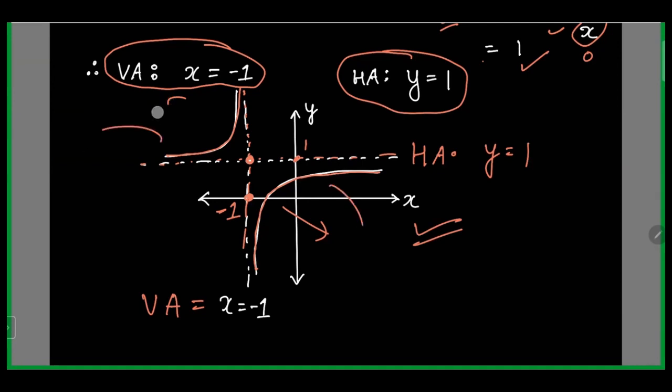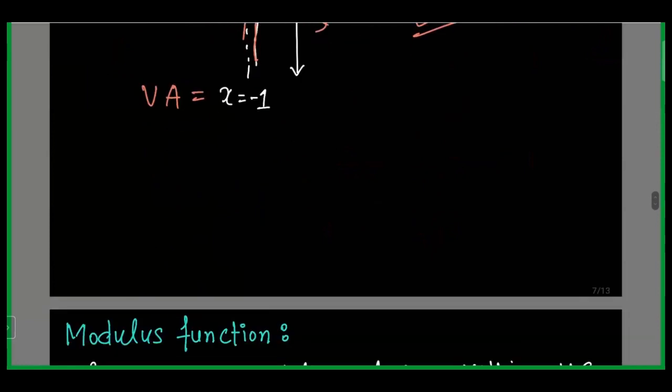So this is how you plot rational functions. Whenever a rational function is given to you, find the horizontal asymptote and the vertical asymptote. Once you know the vertical and horizontal asymptotes, you can plot them and then make a hyperbola on one side of the intersection and one hyperbola on the other side. You will get your graph. Okay, so this is all about rational functions.